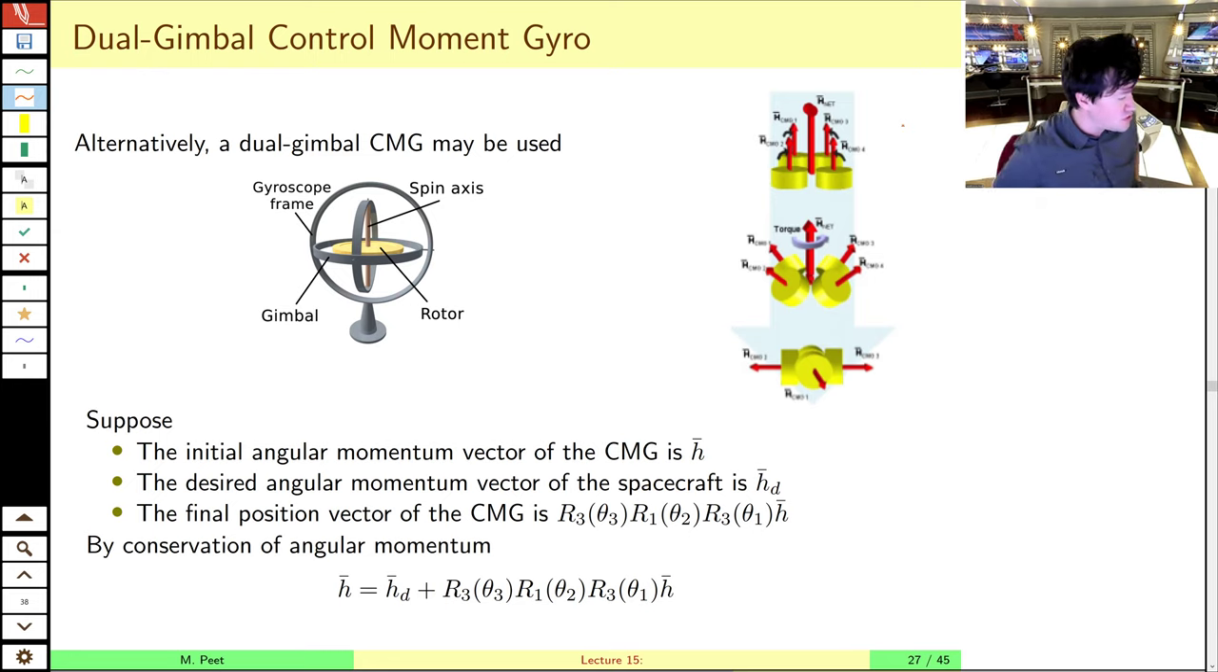It's more common to actually have dual gimbal control moment gyros so that you can create torque about all three axes. So how does that work? Here's our control moment gyro, and here's our flywheel. In this picture, we can obviously create torque about that axis. Let me pick a new color. We can create torque about that axis, and we can create torque about this axis, like that. If you create torque around that axis, that will rotate, well, actually, that doesn't work.